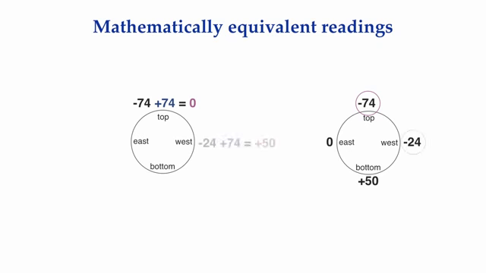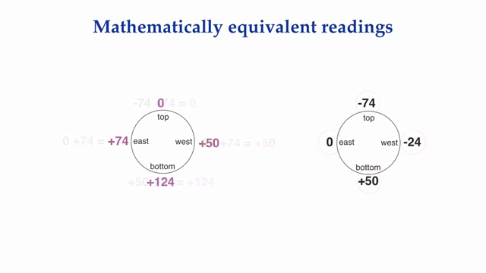On the west side, minus 24 plus 74 equals plus 50. On the bottom, plus 50 plus 74 equals plus 124. On the east side, 0 plus 74 equals plus 74.